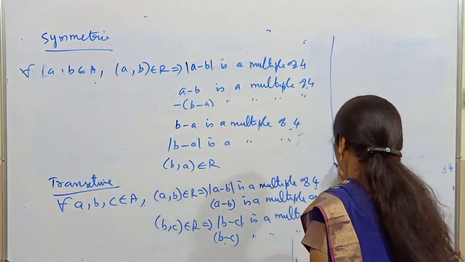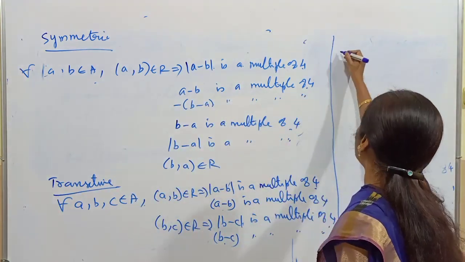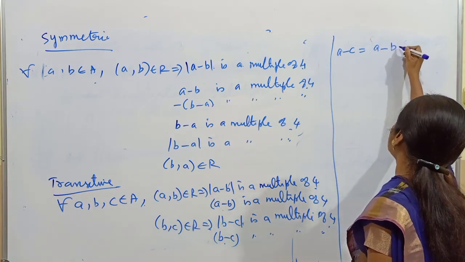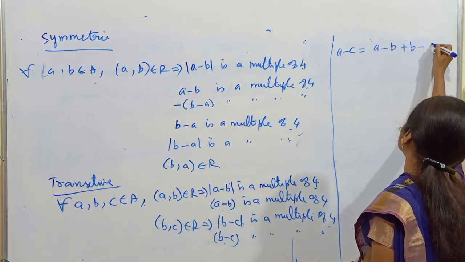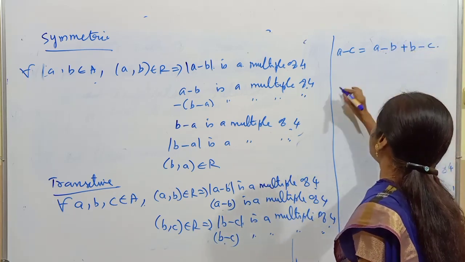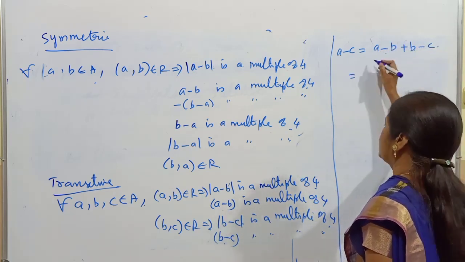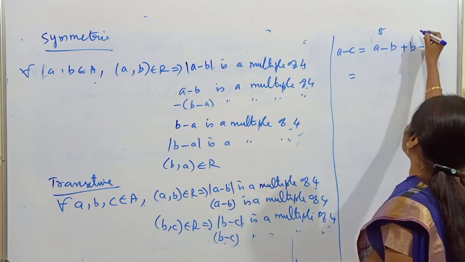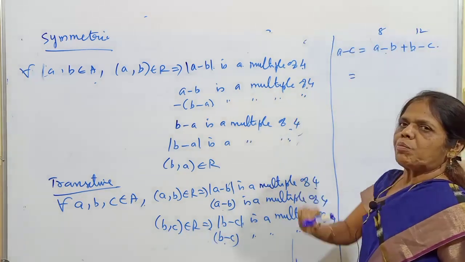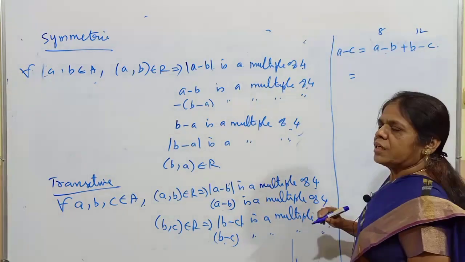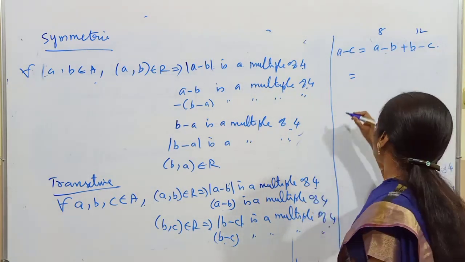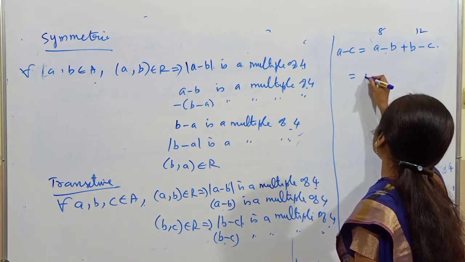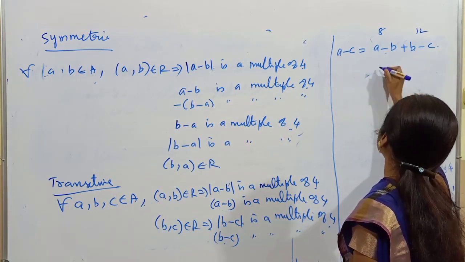You know that how to continue this? This will be, now you are going to say a minus c. A minus c is adding and subtracting b. So this is, for example, 8, it is a multiple of 4. This is 12, it is a multiple of 4. 12 plus 8, 8 is also a multiple of 4. So you can say that it is a multiple of 4.